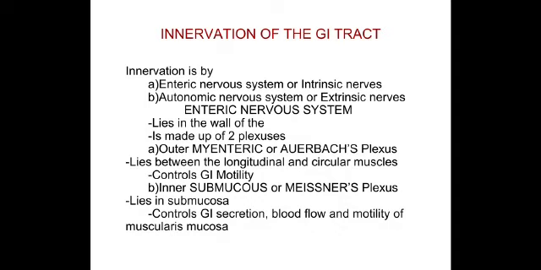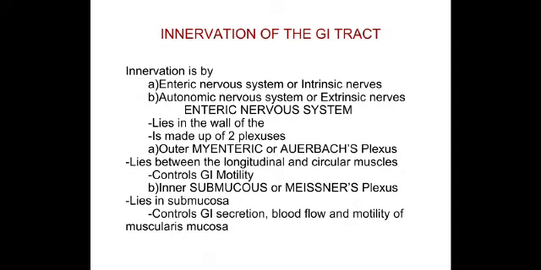What is the nerve supply of the gastrointestinal tract? Innervation is by the local pathway, which is the enteric nervous system, whose myenteric and submucosal plexuses we explained in the structure. And there is also the autonomic nervous system, which is the extrinsic nerve supply. The enteric nervous system lies in the wall of the muscular layer and below the submucosa. So it is made up of two plexuses.